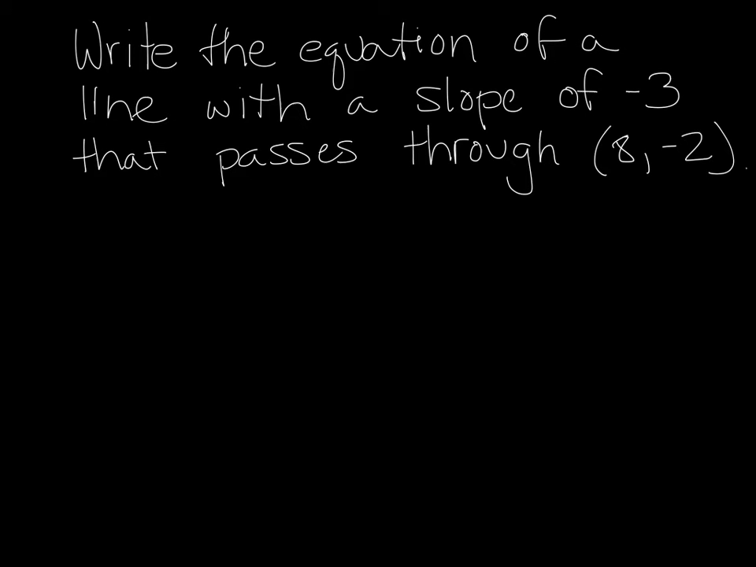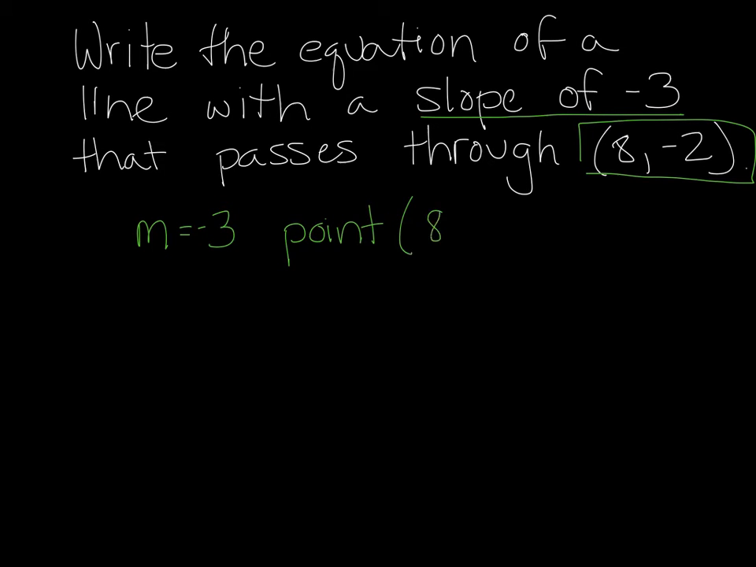All right, so looking at this problem, it's a little bit different because you can see they don't give me the intercept. So let's identify what information we're given. Okay, slope of -3. That means my m is -3. Okay, and then passes through 8, -2. Well, that's a point of 8, -2. So hopefully that is making you think, okay, I'm given the slope and a point. I'm going to use point-slope form, which looks like y minus y1 equals m times x minus x1.